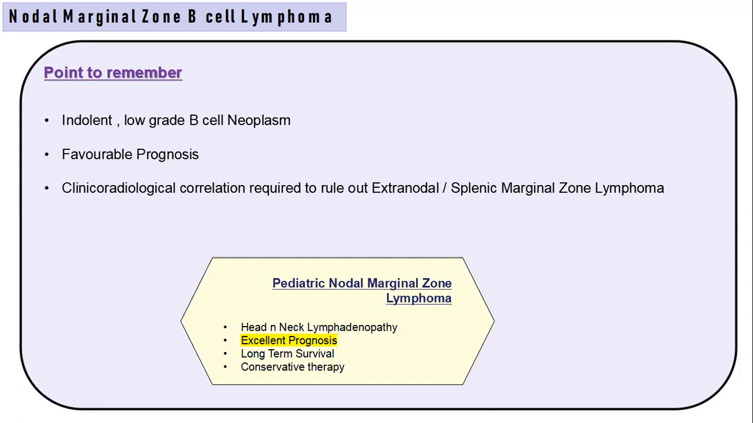Another entity that is a provisional entity in WHO is pediatric nodal marginal zone lymphoma. It presents as head and neck lymphadenopathy. So the morphology is the same, IHC is the same, the immunophenotype is the same, just that the patient is young and presents with head and neck lymphadenopathy. The prognosis is excellent, even with conservative therapy. And as we see in nodal marginal zone lymphoma, the survival is long-term and good.